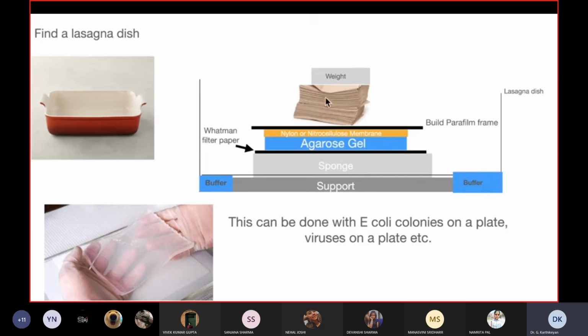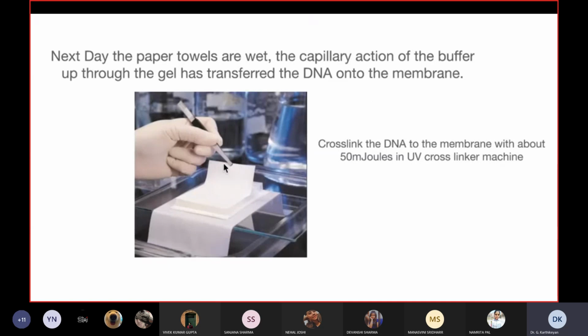All right? And then you do that at night when you go home. In the morning, 16 hours later, the paper towels are all wet. All right. A lot of the buffer has been drawn up. You disassemble the apparatus, and your membrane looks just like this. It now has the DNA on it, and that DNA is denatured. Remember, because you treated it with the sodium hydroxide.